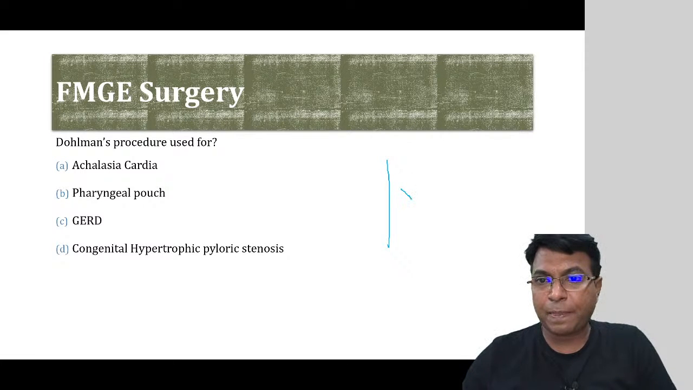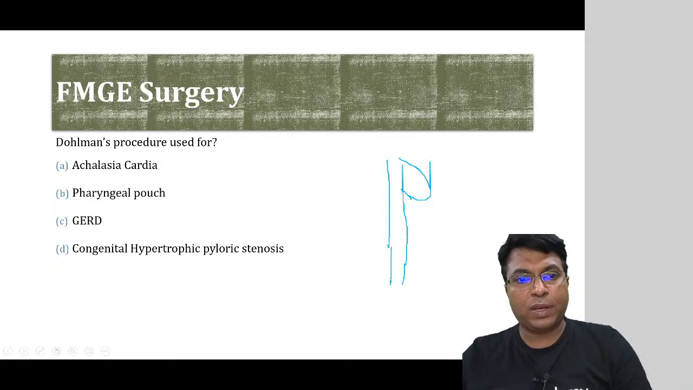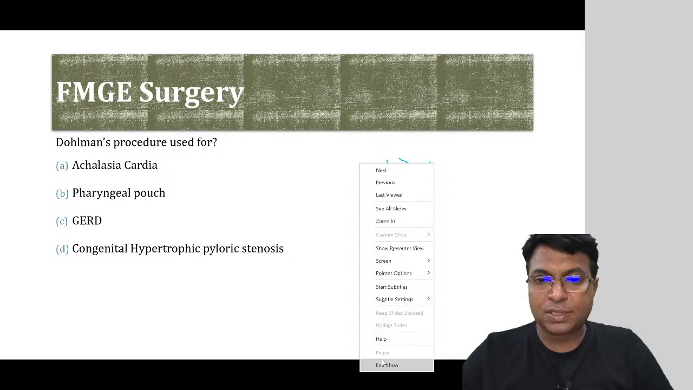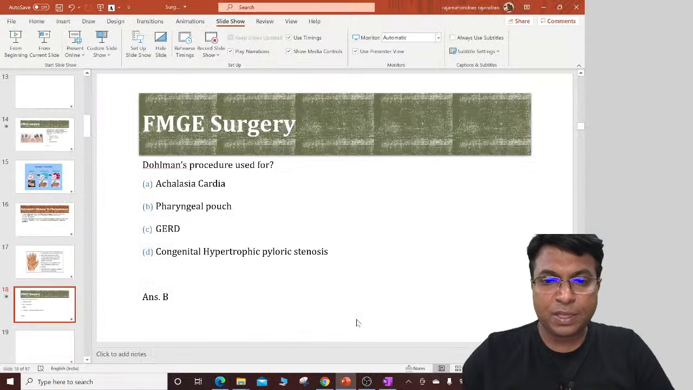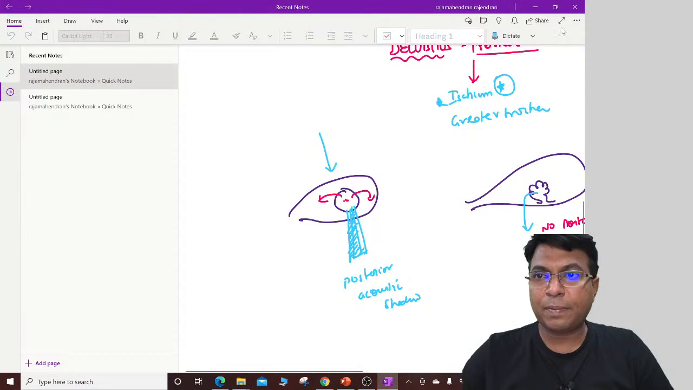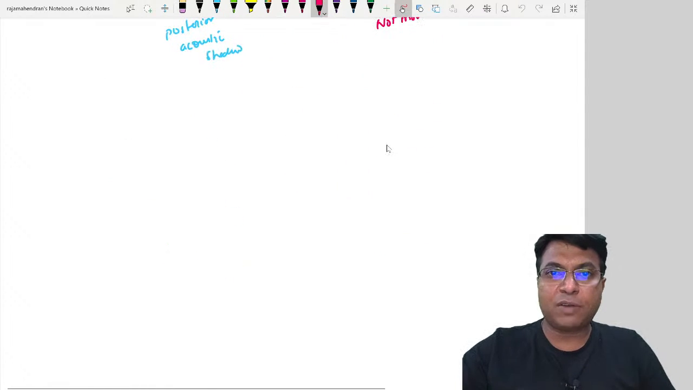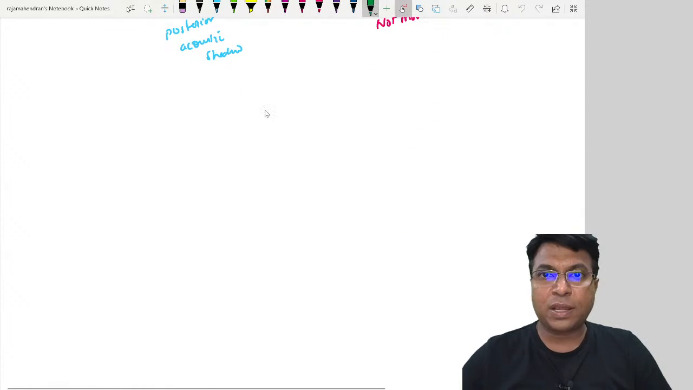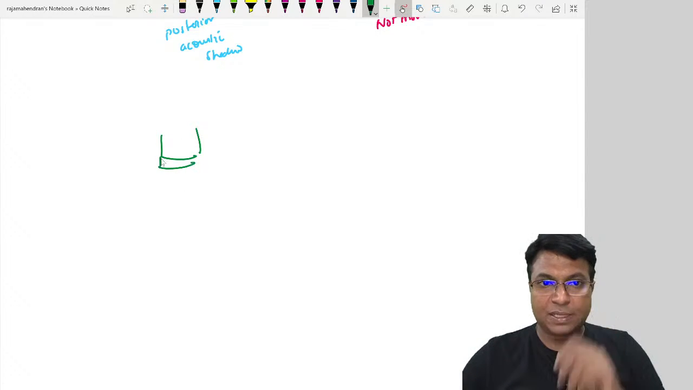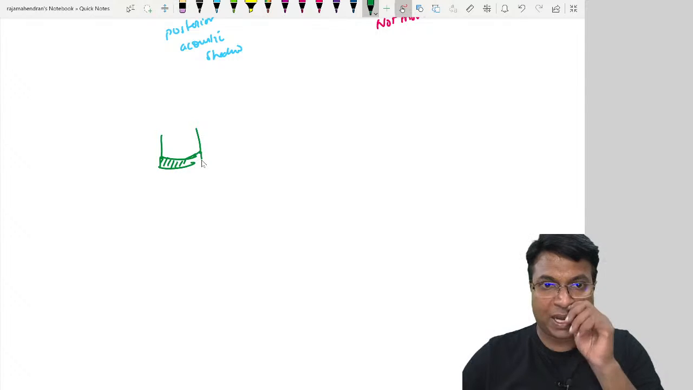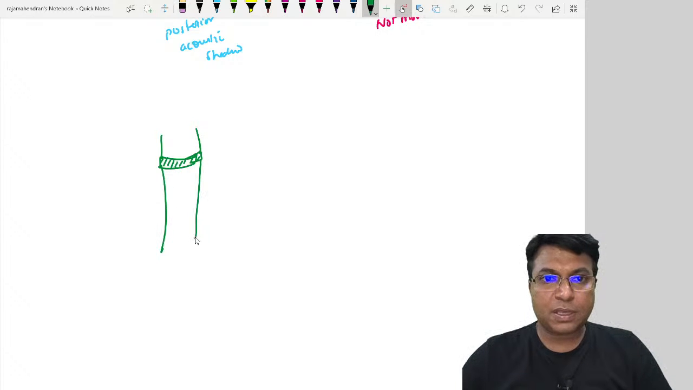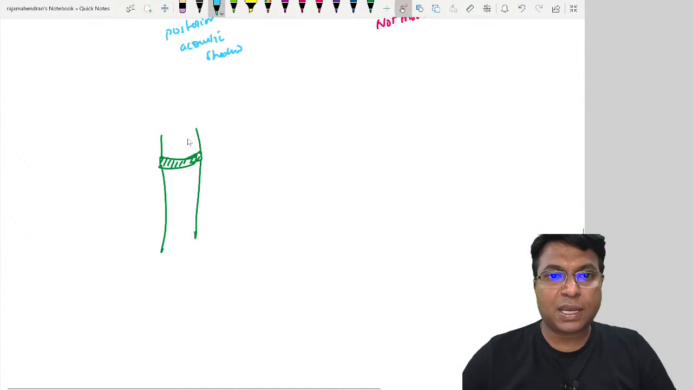This is a pouch. This is the esophagus. Let me write this, because the writing is not showing so clearly. I'll open OneNote for writing it. Now please understand what Dolman's procedure is. It's a very classical question. For a pharyngeal pouch, this is the cricothyroid muscle. Please don't forget, this is the cricothyroid muscle.